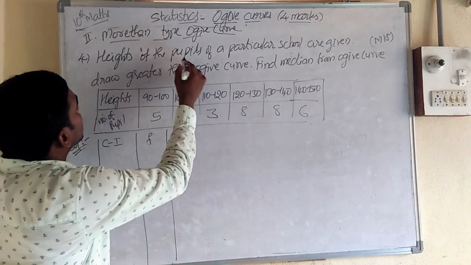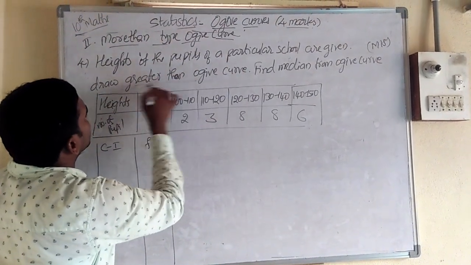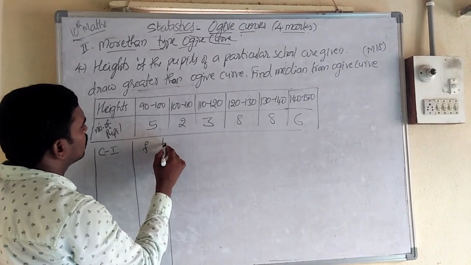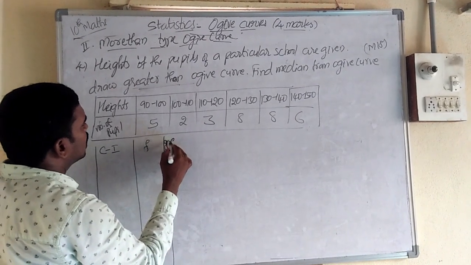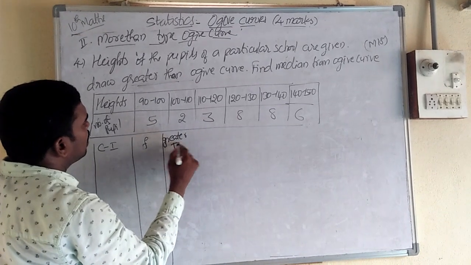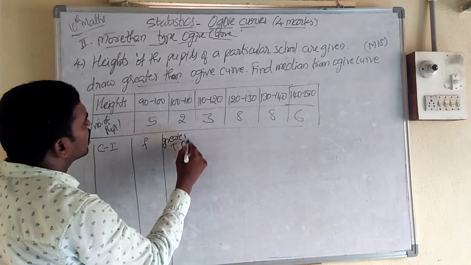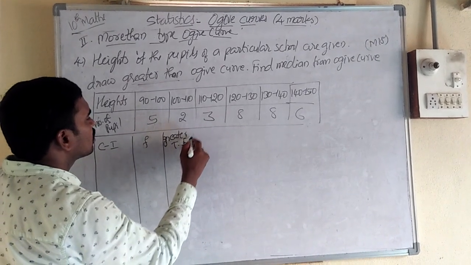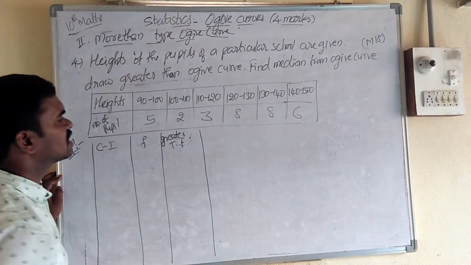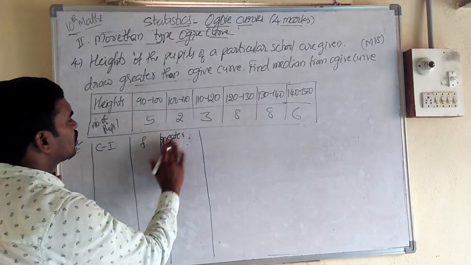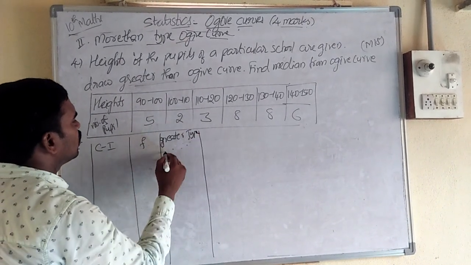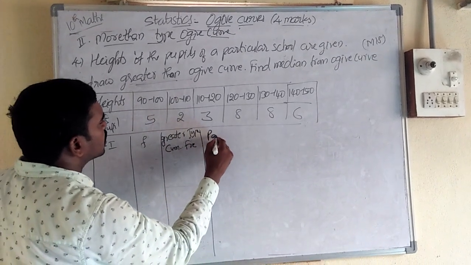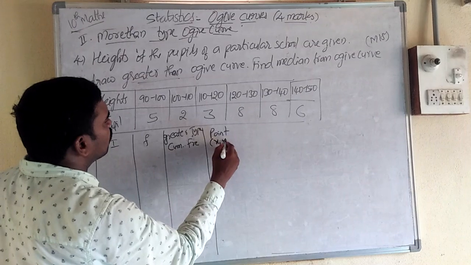Next we are asking for the more than type. Greater than or more than, both are the same. So we are asking for the greater than type frequency, the greater than cumulative frequency. Next, the point is x comma y.